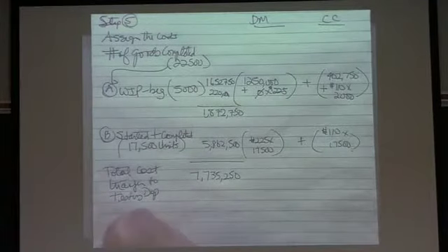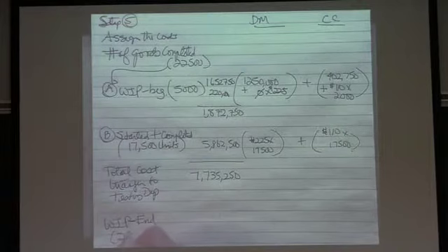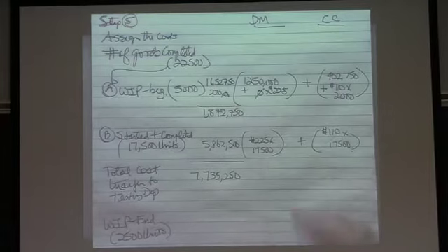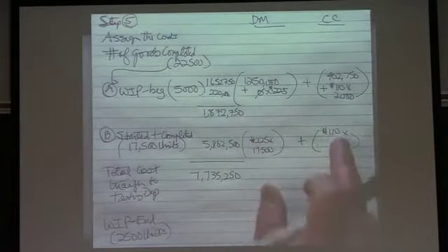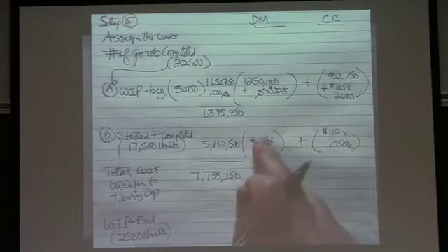Now, what should be sitting in work in progress ending? We know there were 2,500 units. And then we know that for those 2,500 units, the cost per equivalent unit is $225. This came from step 4.